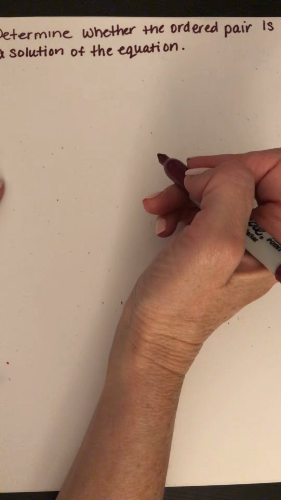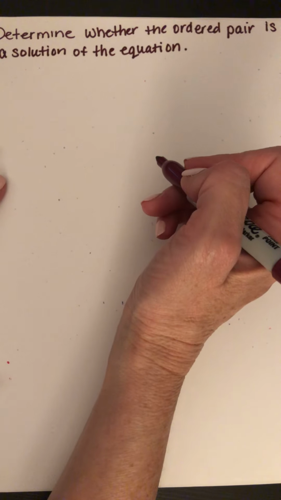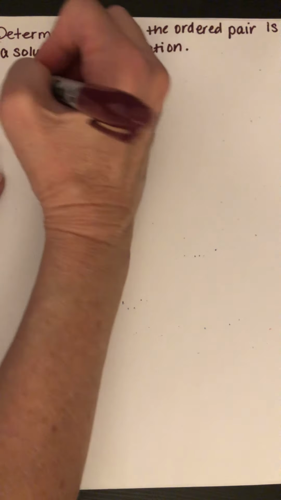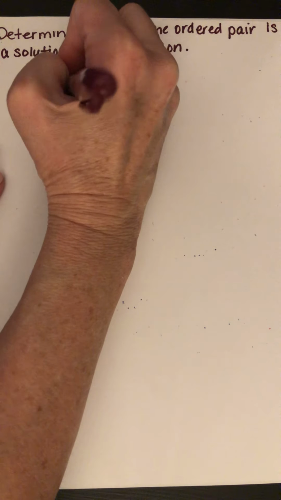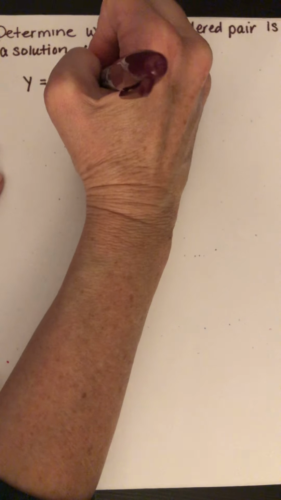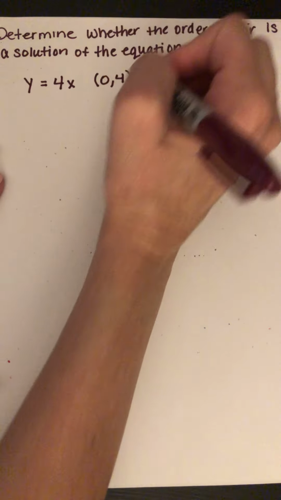So let's look and see what we mean. Make sure you pause if you need to catch up. y equals 4x. And then I have (0, 4).